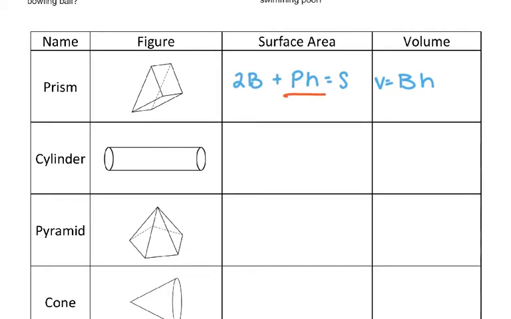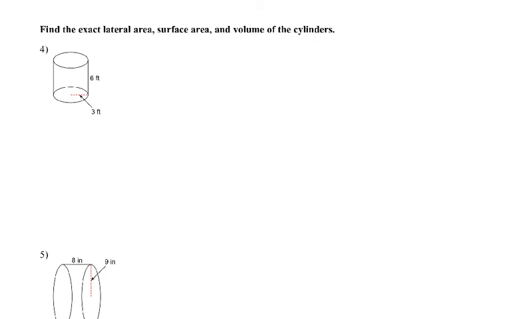So for a cylinder, the total surface area is 2 pi r squared plus 2 pi r h. And again, that lateral area is just the 2 pi r h. And the volume is pi r squared times height. Okay, so you might want to pause if you need to catch up on that, or you can rewind back to that part. All right, let's take a look at a couple examples.